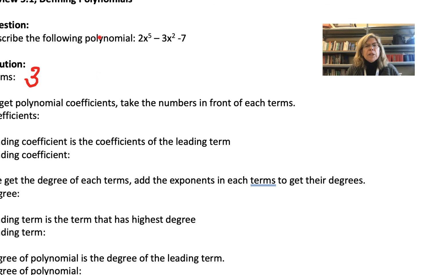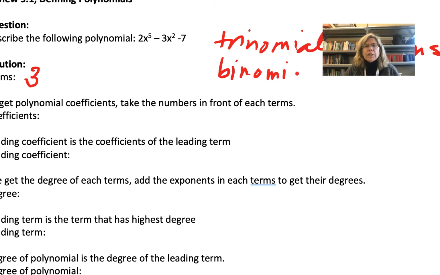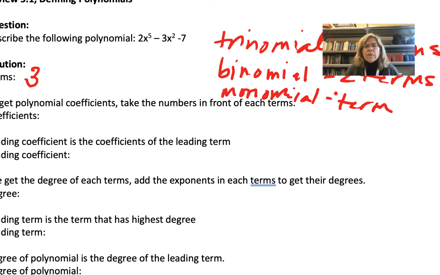And if it's a 3-term polynomial, what's another name for this? Well, it's got 3 terms, so it's called a trinomial. Do you remember that? So trinomial has 3 terms. A binomial has 2 terms, and a monomial has 1 term.